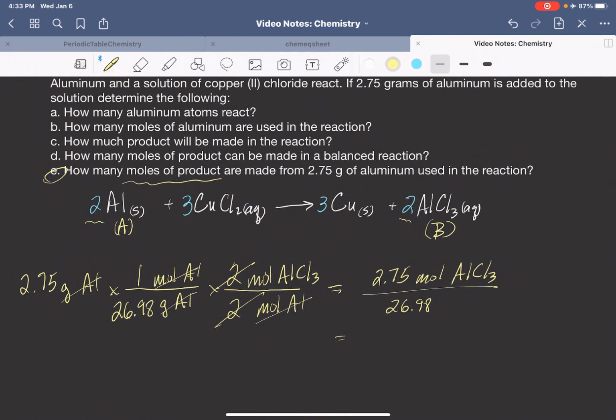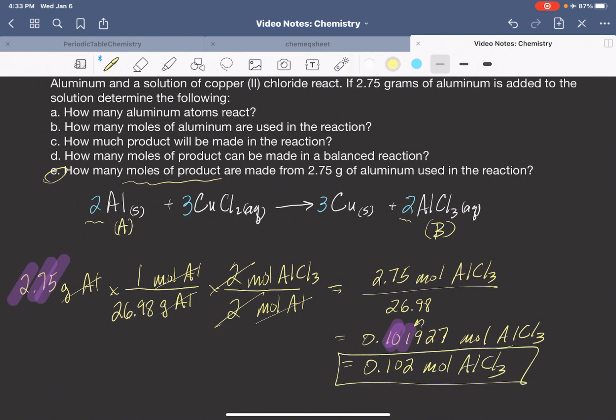So that's 2.75 divided by 26.98. That gives us 0.101927, and there's a bunch of other numbers. We don't need them. We just need a couple extra to evaluate our answer. 1, 2, 3 sig figs. That 9 definitely would round that up. 0.102 moles aluminum chloride. And we're done with E.